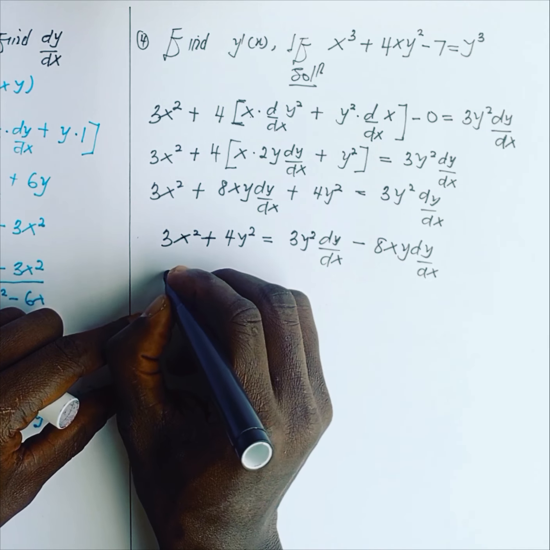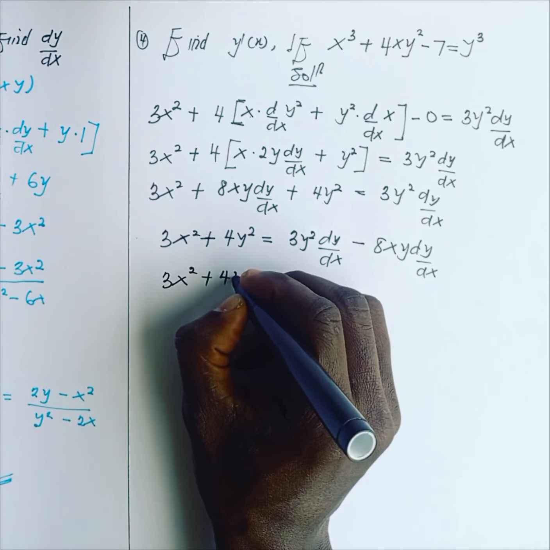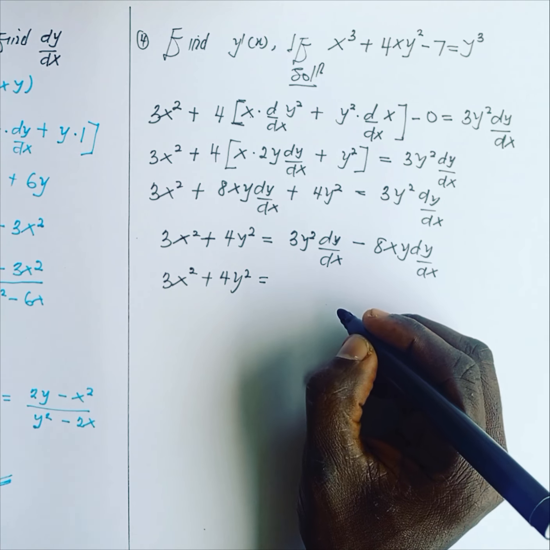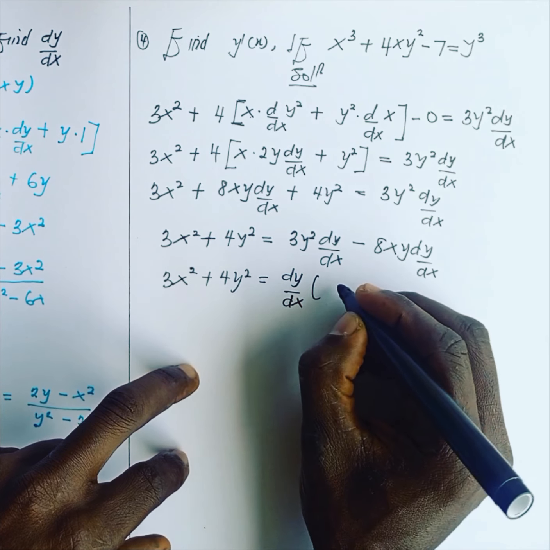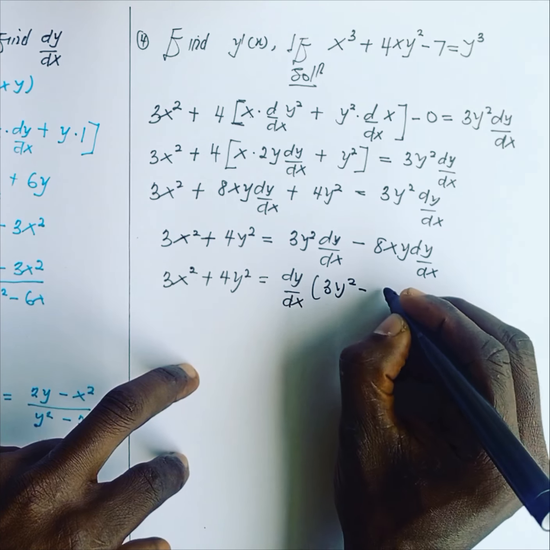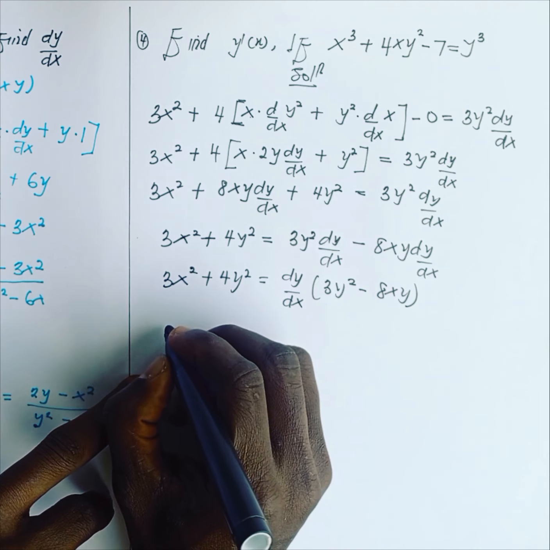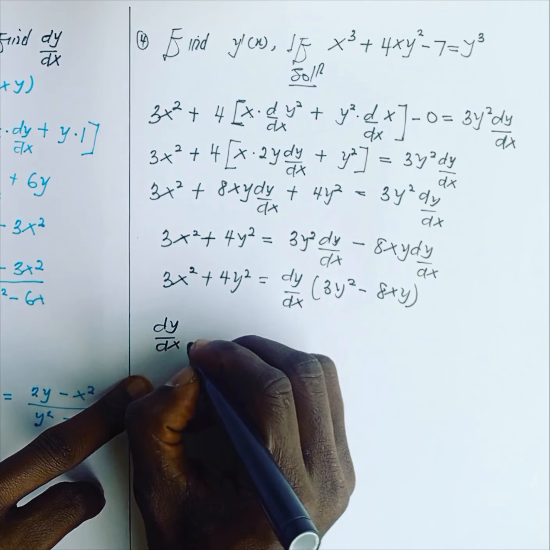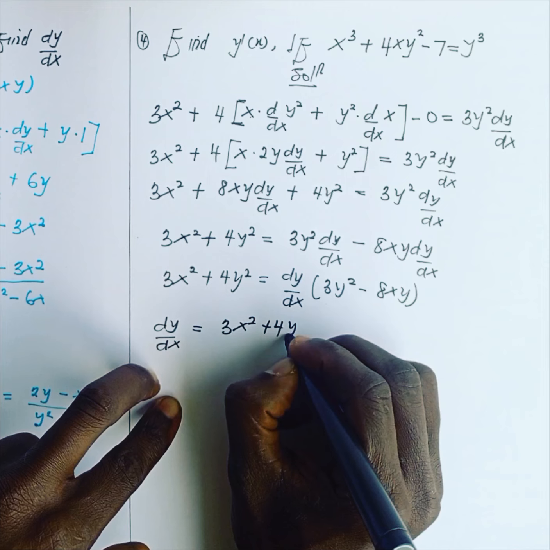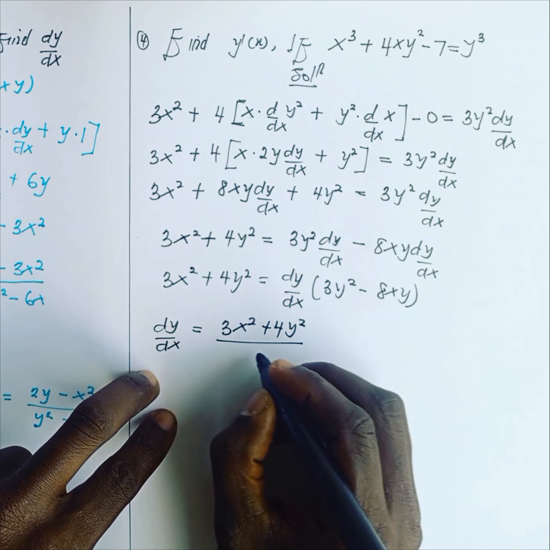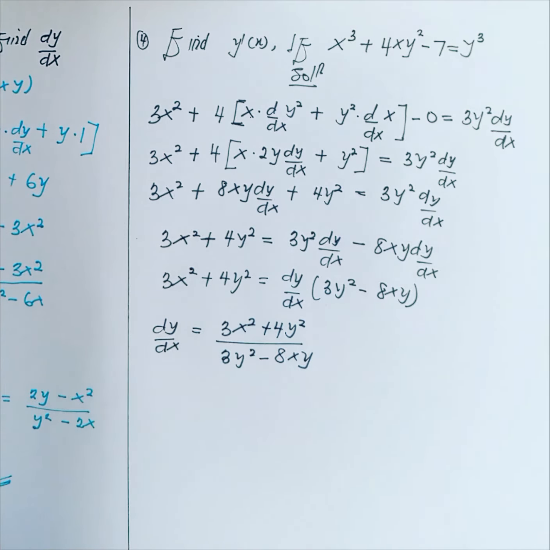Now the next thing we are going to do is to make dy/dx the subject. In making dy/dx the subject, we factor it out. So we are going to get 3y squared minus 8xy. So we divide both sides by that, and we get dy/dx is equal to 3x squared plus 4y squared all over 3y squared minus 8xy.